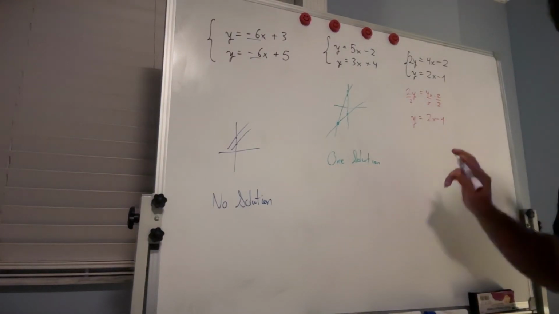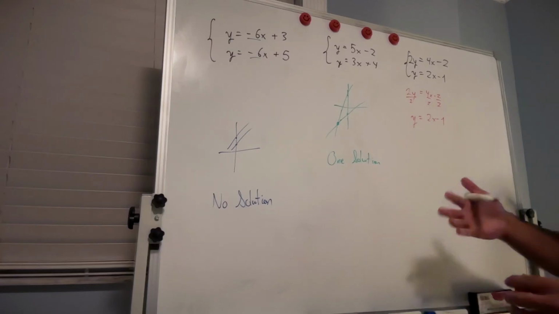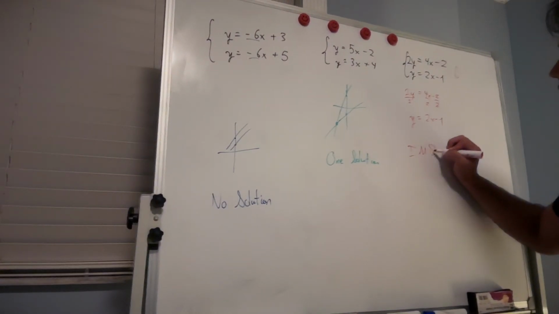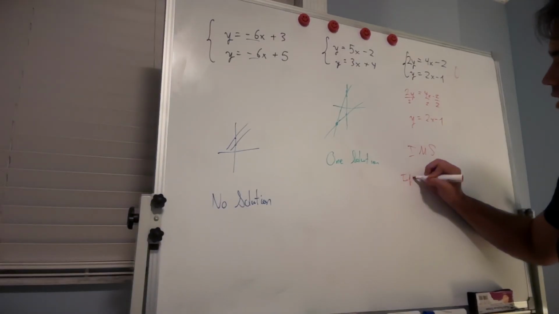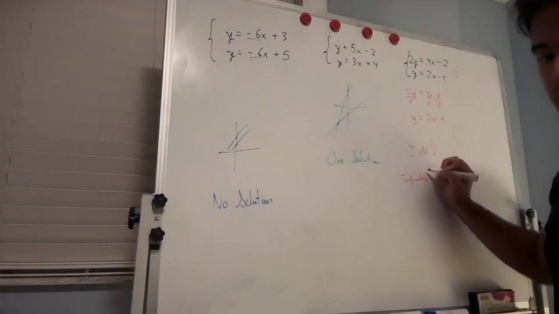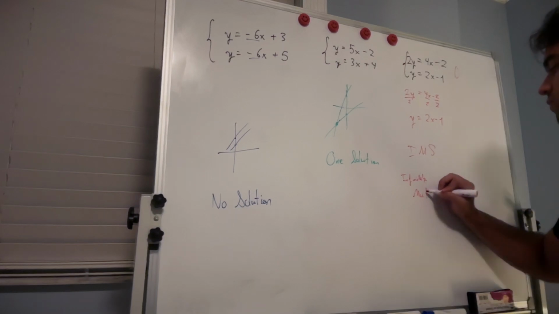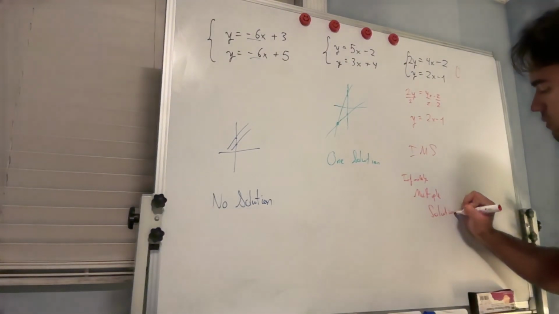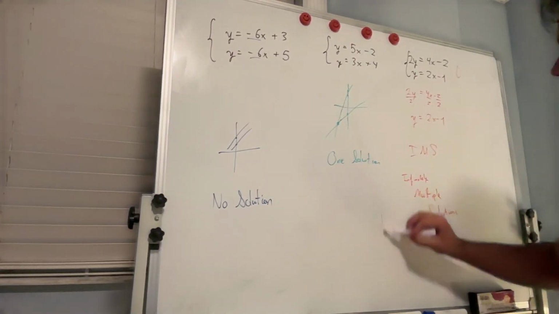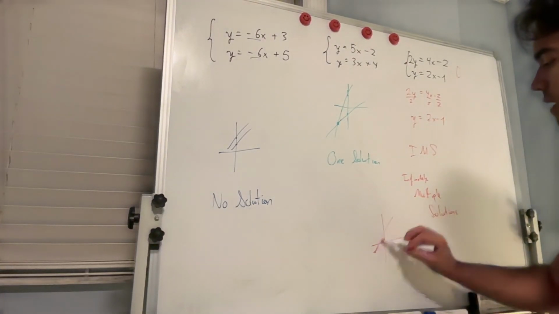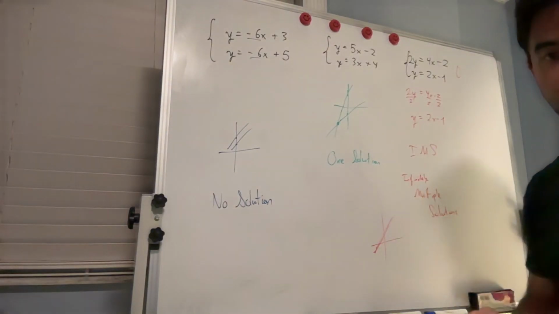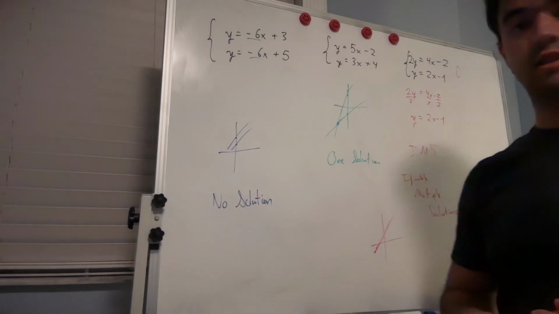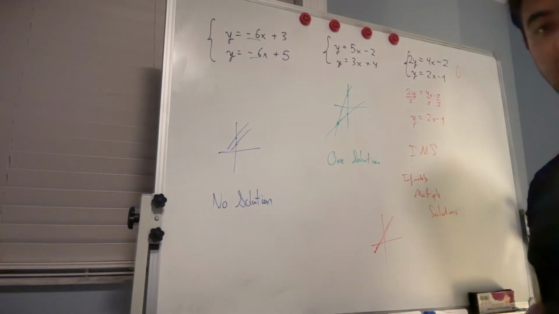So when you end up with two of the same equations, two equivalent expressions like we have here, we write IMS for infinitely multiple solutions. And what this means is that basically on the graph, they are the same line. They're exactly the same line. They'll pass through every single point. And that is it for systems of equations with two variables.